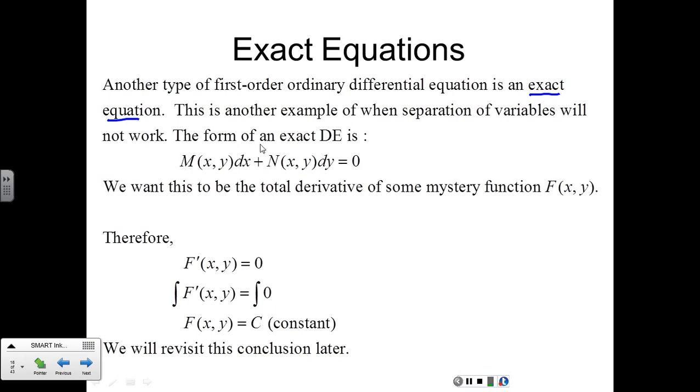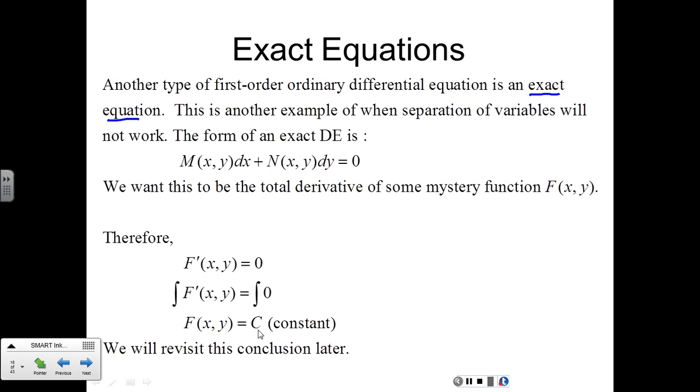The form of your exact equation is going to be like this. Some function in x and y, mixed up x's and y's, dx, plus some function of x's and y's, dy, equal to 0. We want this to be the total derivative of some mystery function. You're trying to find that mystery function, and you're going to set that mystery function equal to a constant. You have the derivative of a function set equal to 0, and you integrate each side. If you integrate the derivative, you get the mystery function. But if you integrate 0, you get some kind of constant. Think about that.